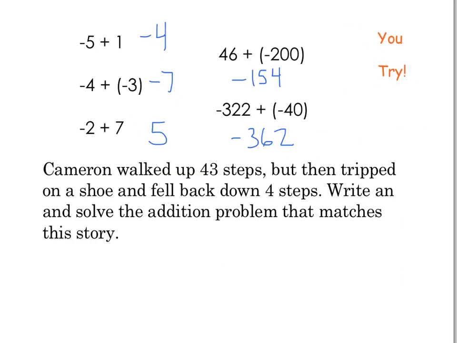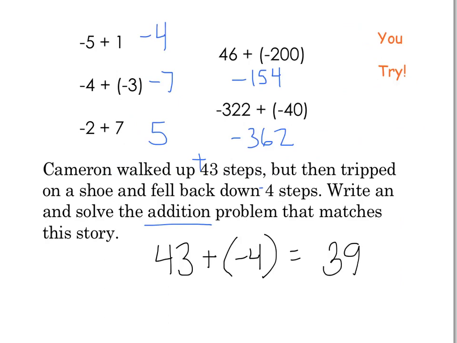Cameron walked up 43 steps. That would be a positive 43. Then he tripped on his shoe and fell back down 4 steps. That would be a negative 4. Write and solve the addition problem that matches the story. That's the tricky part. You might say 43 minus 4, but another way to write that is 43 plus a negative 4. And then does it say solve? It sure does. So I end up with a positive 39 steps.